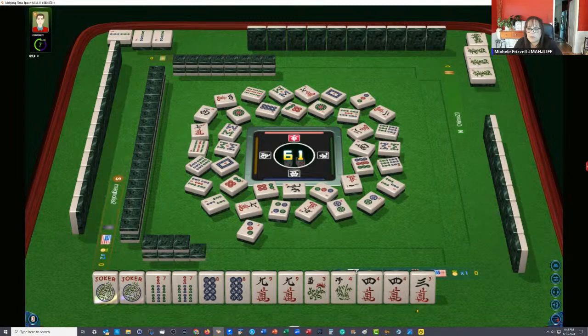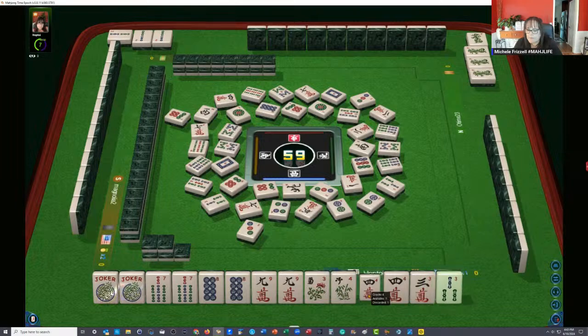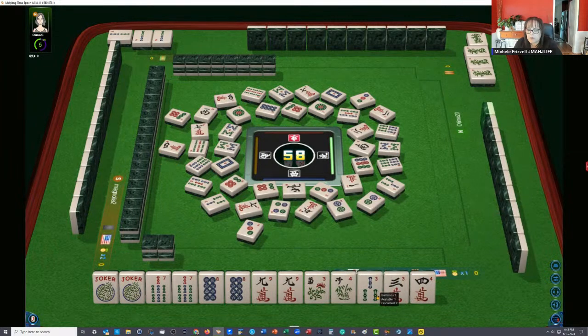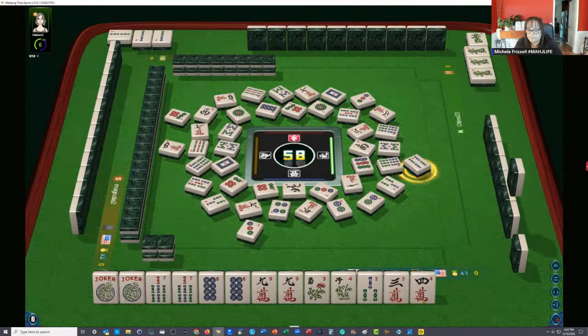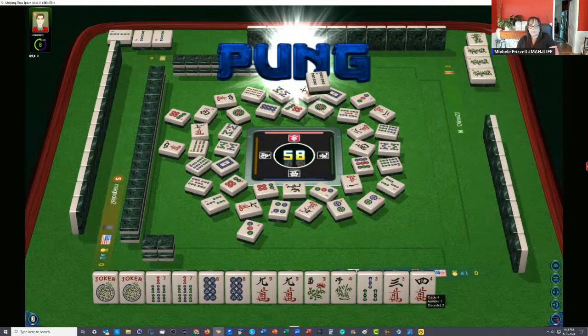No, nobody took it. So we're going to let the 4 crack go next. 7 dots. 4 characters. All right, now 2 3 bams are out. No 3 cracks are out. 2 4 cracks are out.